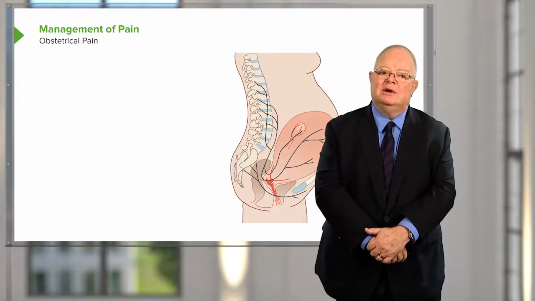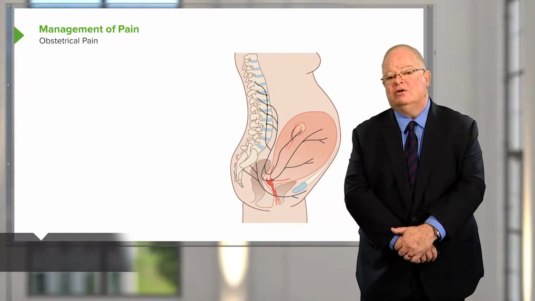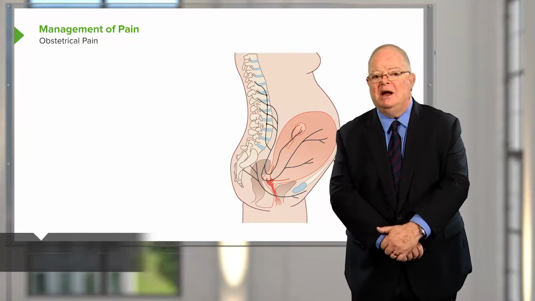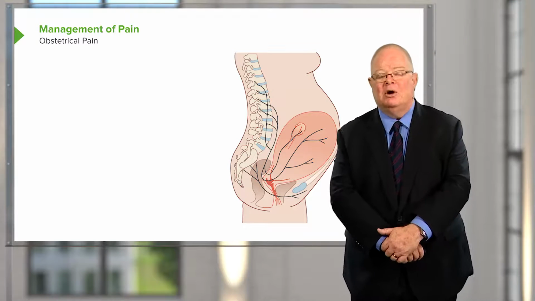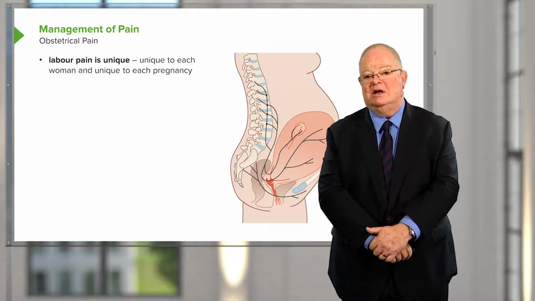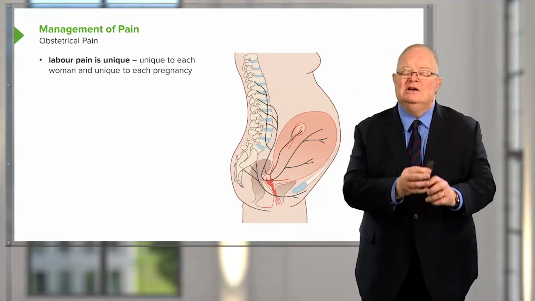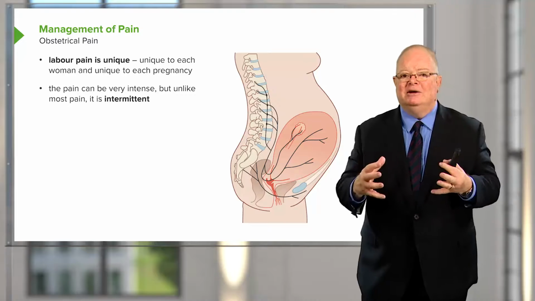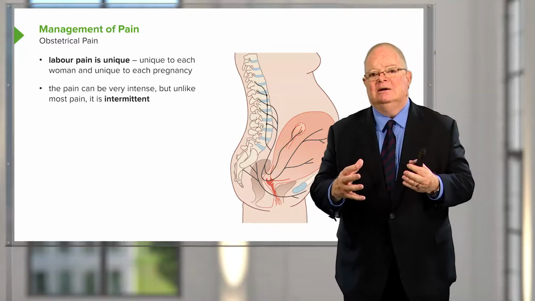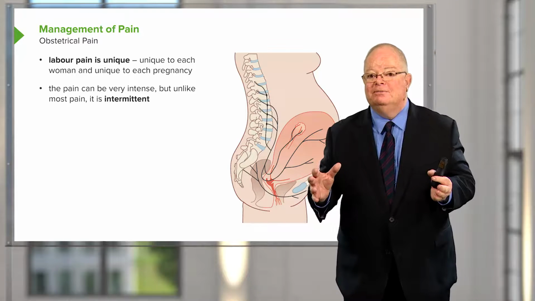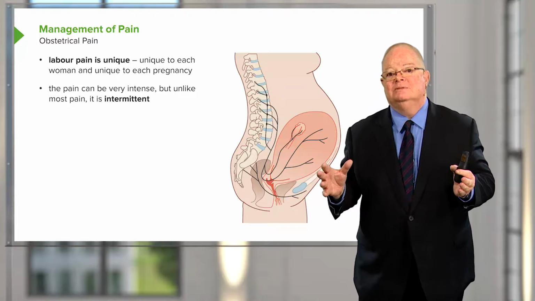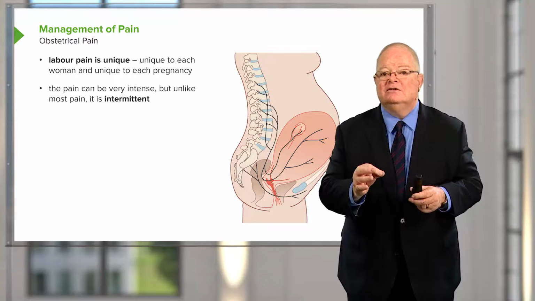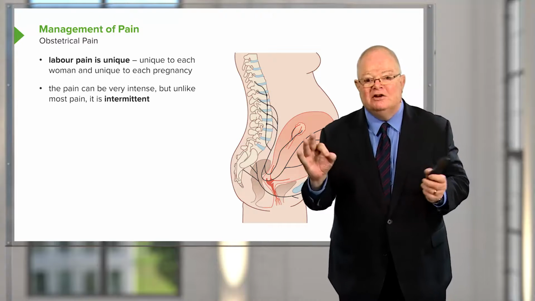So we're going to move over to another area completely. This is the treatment of obstetric pain. And the reason that I place obstetric pain separate from acute pain or from chronic pain is that it truly is unique. It's the only condition in humans that results in intermittent, very severe pain and intermittent periods of relaxation and loss of pain. It's really quite unique. It can be very intense, but unlike most pain, it's intermittent.